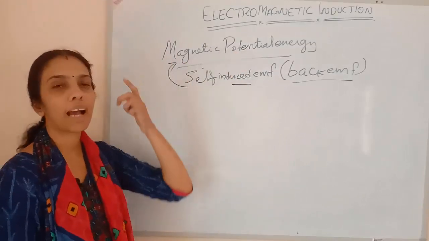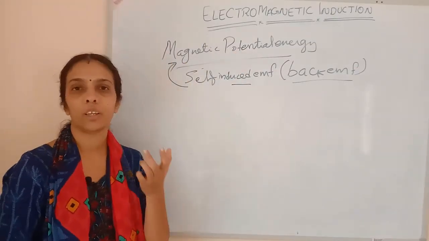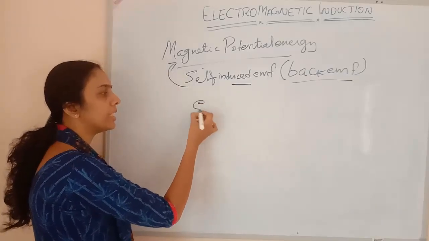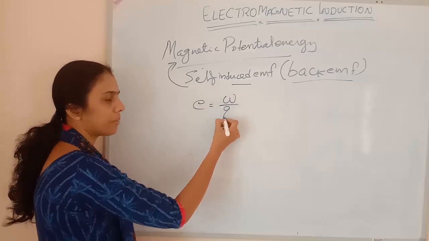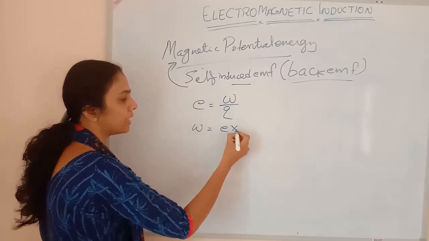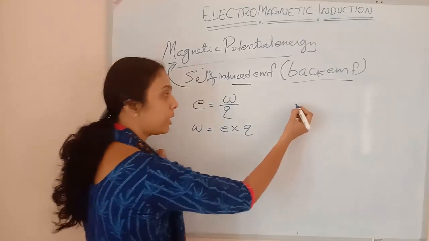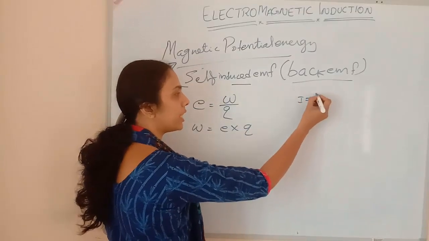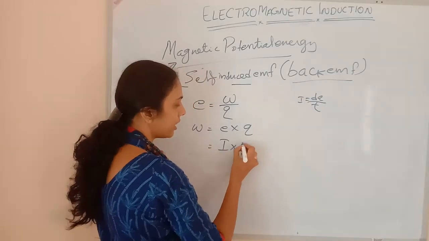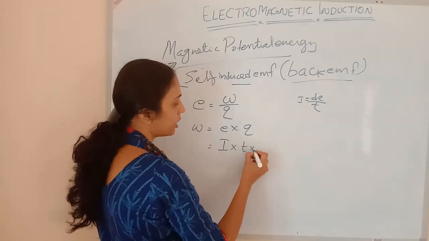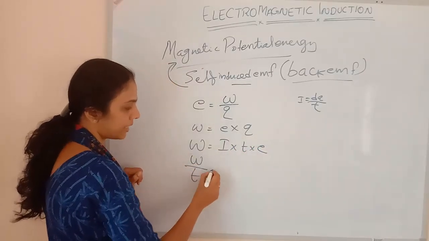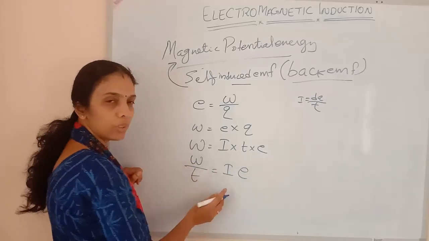So to calculate the magnetic potential energy, we should find out the work done. How can we find out the work done? See here, EMF we already learned as work done divided by charge, isn't it? So work done will be equal to EMF into charge. But we know I is equal to dq by dt. So q equals I into t. So I into t into E, that is work done. So work done divided by time is equal to I into E.